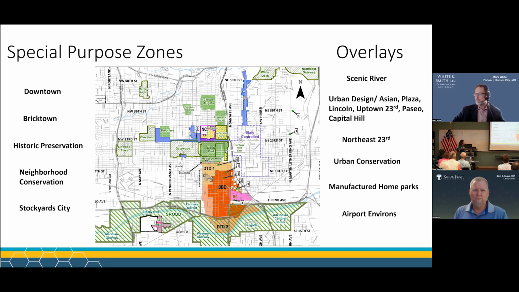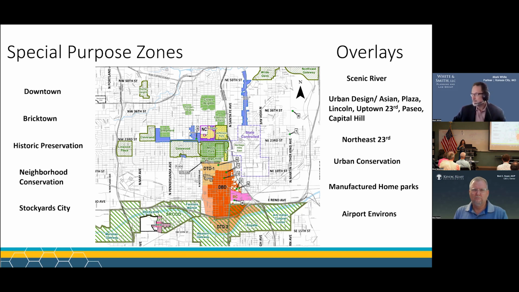SRODD is Scenic River. That's another overlay. Manufactured home parks, and then the airport even has an overlay, AE, and we won't be messing with them at all because they have their rules and we have to abide by them. So Marilyn, why don't you explain what an overlay is?